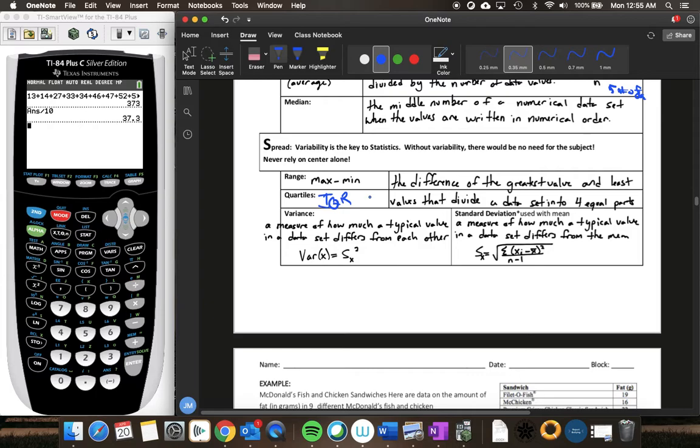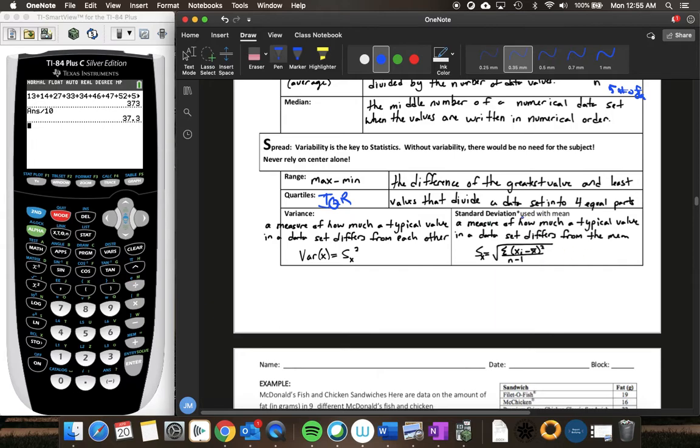The next two are probably new. Variance is a measure of how much a typical value in a data set differs from each of the other values. The formula for variance of x is that you take the standard deviation, s sub x, squared. We probably won't use variance so much this unit as we will standard deviation. So this is the more important one to know.